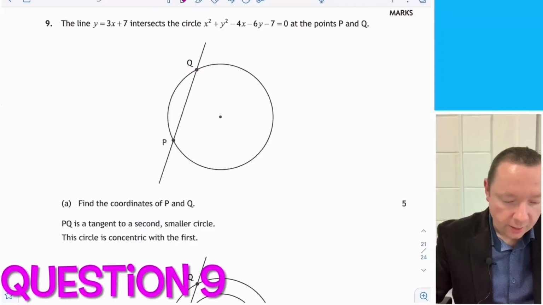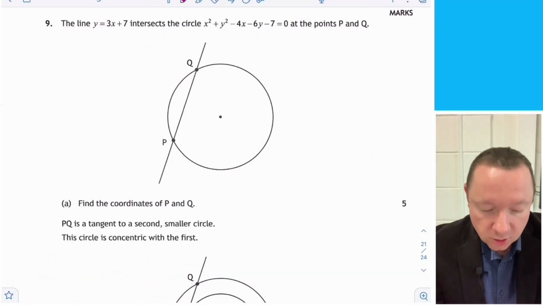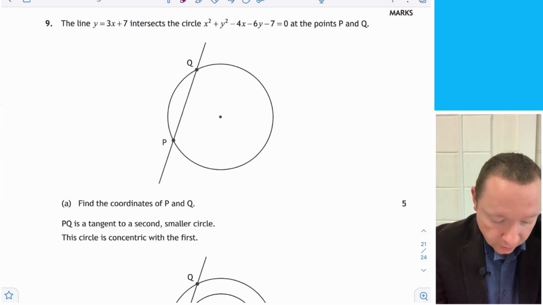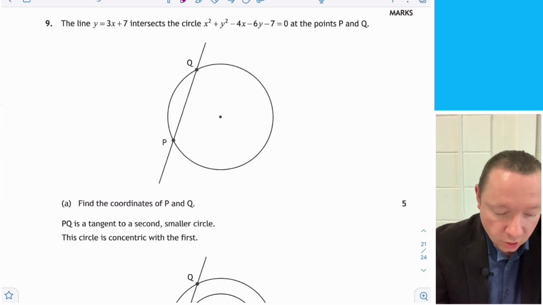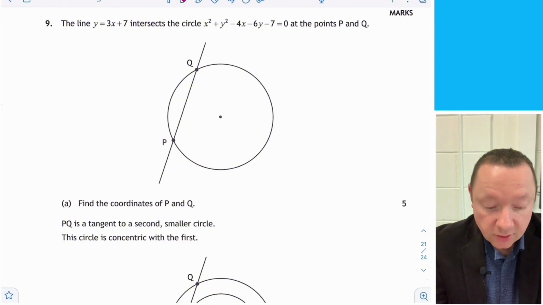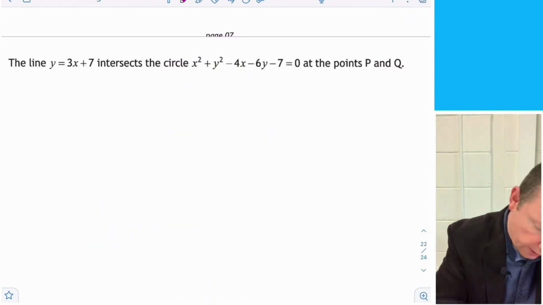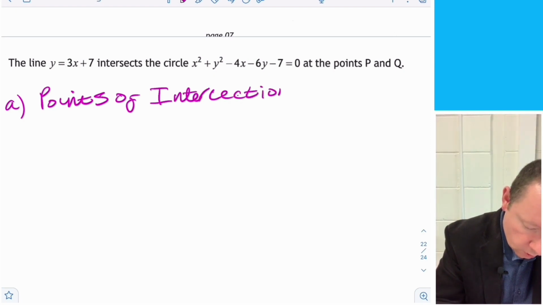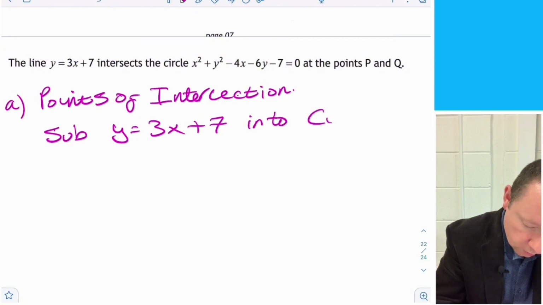The line y equals 3x plus 7 intersects the circle x squared plus y squared minus 4x minus 6y minus 7 at the points P and Q. Find the coordinates of P and Q. So I need to substitute y equals 3x plus 7 into it because they intersect. So part A, try to find the points of intersection. I'm going to sub y equals 3x plus 7 into the circle.